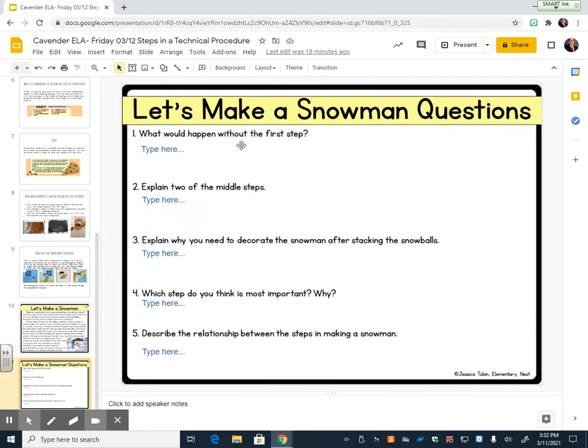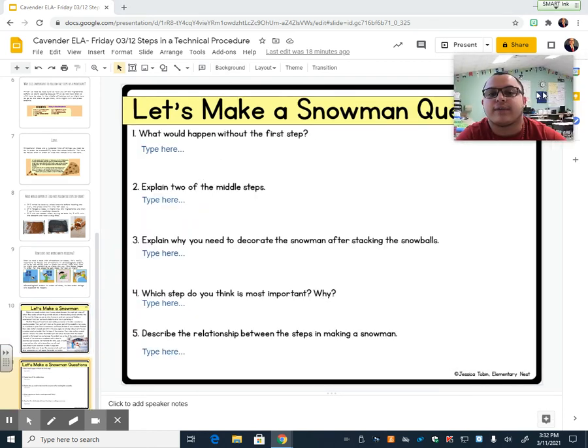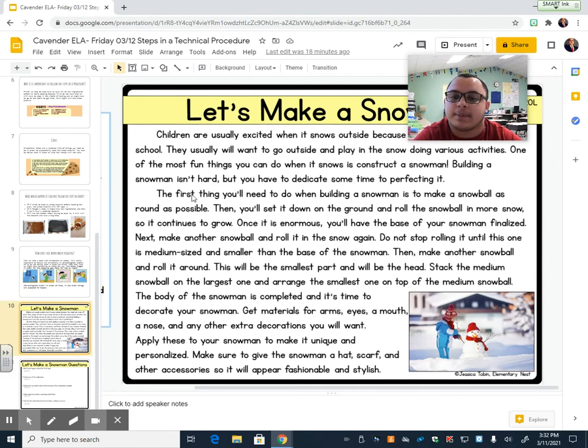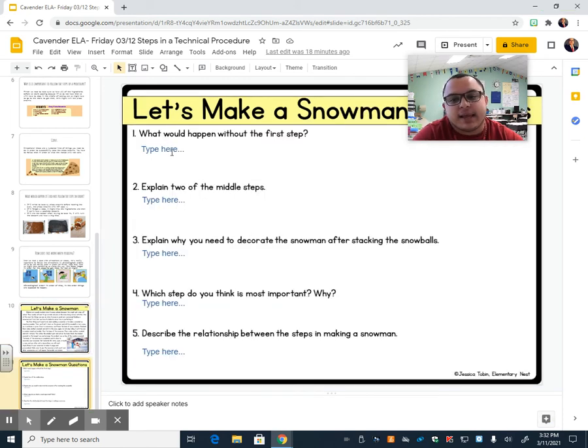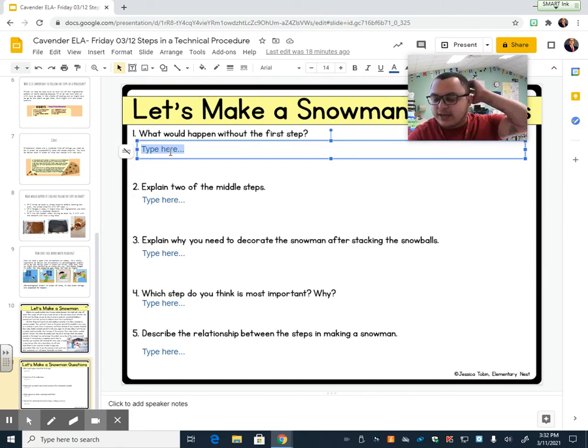Our question says, what would happen without the first step? So our first step, if we go back, it says the first thing you will need to do when building a snowman is to make a snowball as round as possible. If we did not make that snowball as round as possible, what would happen?